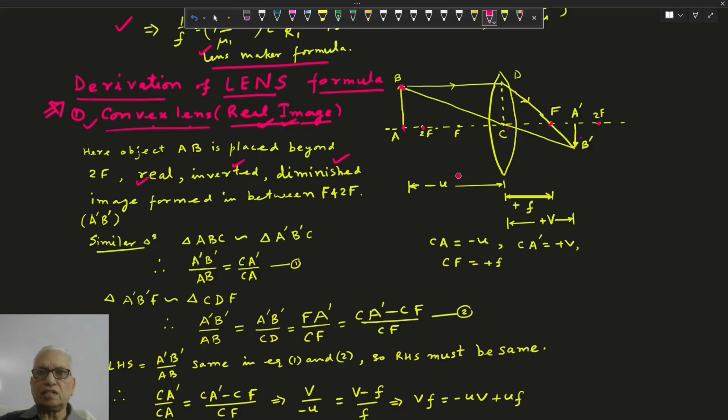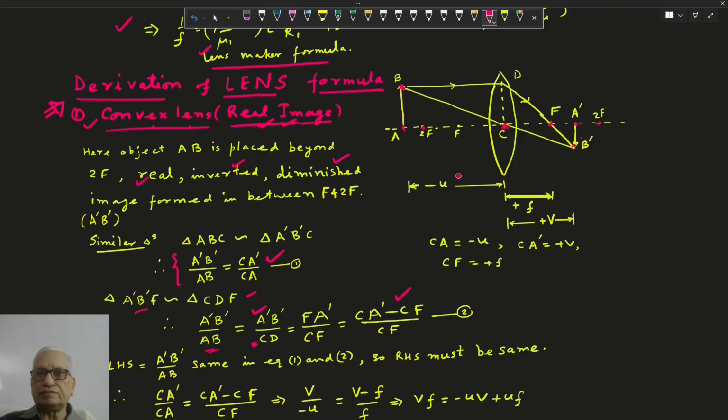For similar triangles ABC and A'B'C, the corresponding ratio of the sides: A'B' upon AB equals CA' upon CA. Now second similar triangles A'B'F and CDF. Here again the corresponding ratio is A'B' upon CD, because AB and CD are the same, equal to FA' upon CF. FA' is a distance we are taking from C, so FA' is changed to CA' minus CF.